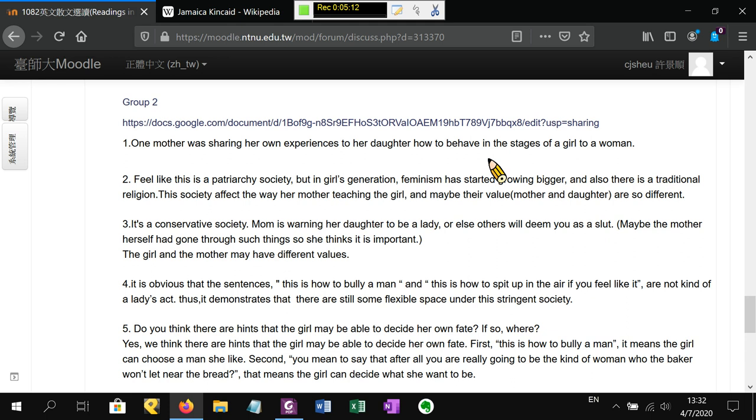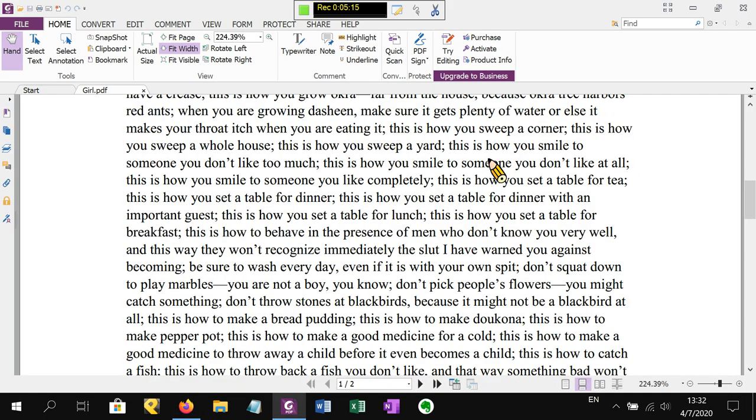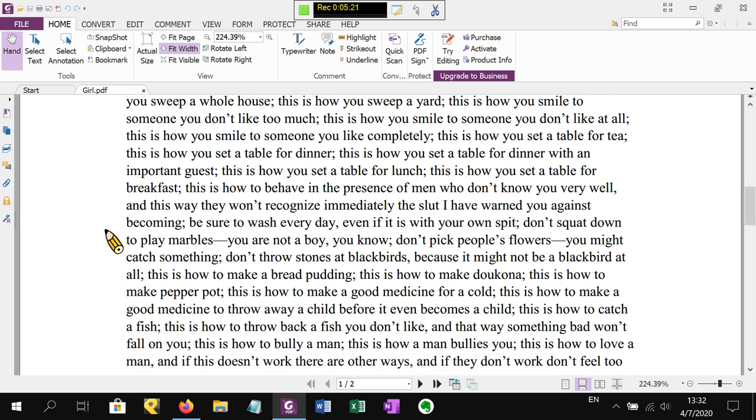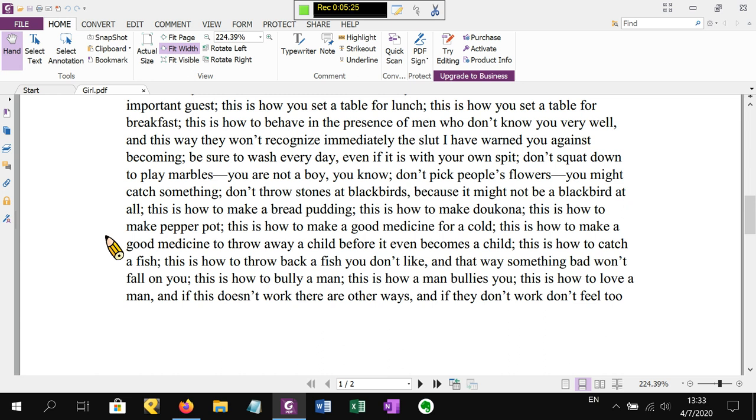Thank you, group two. If we look back at the story, "good medicine to throw away a child" doesn't make sense if the person being instructed is a young girl. She wouldn't have need of this knowledge. She's too young to have a child. So it seems, and also a line further down, "this is how a man bullies you," seems also more suited for a young woman than a girl.